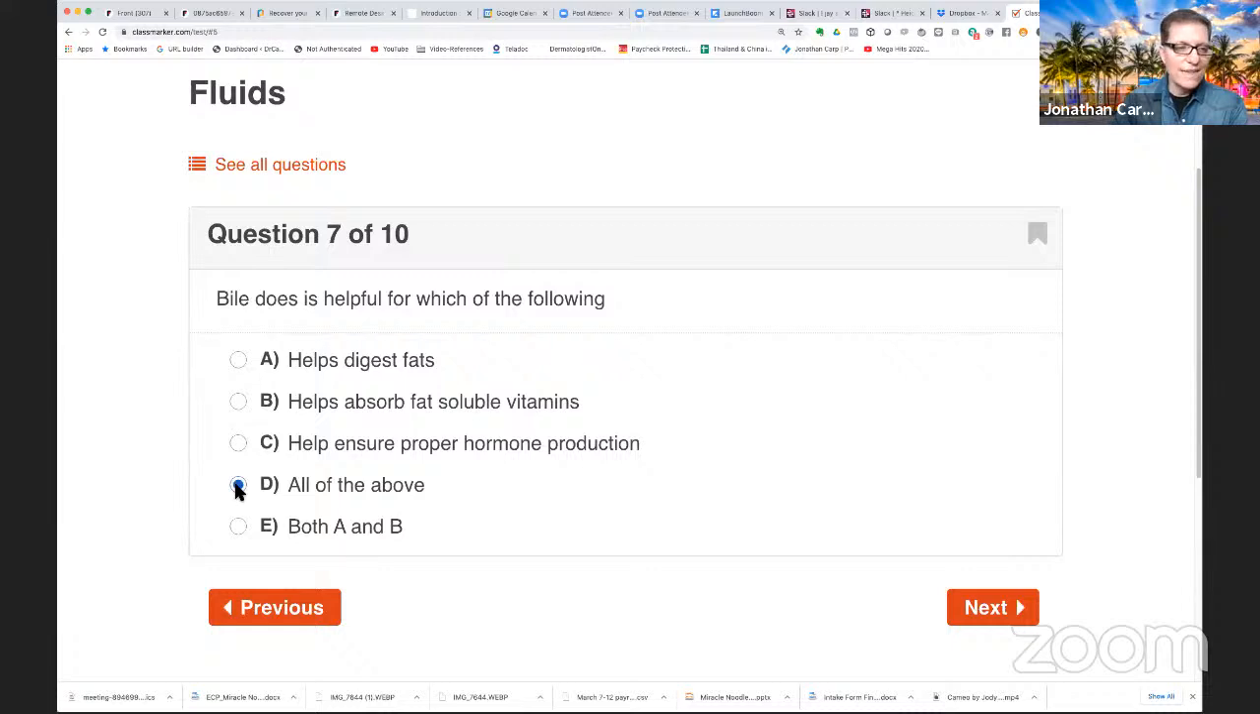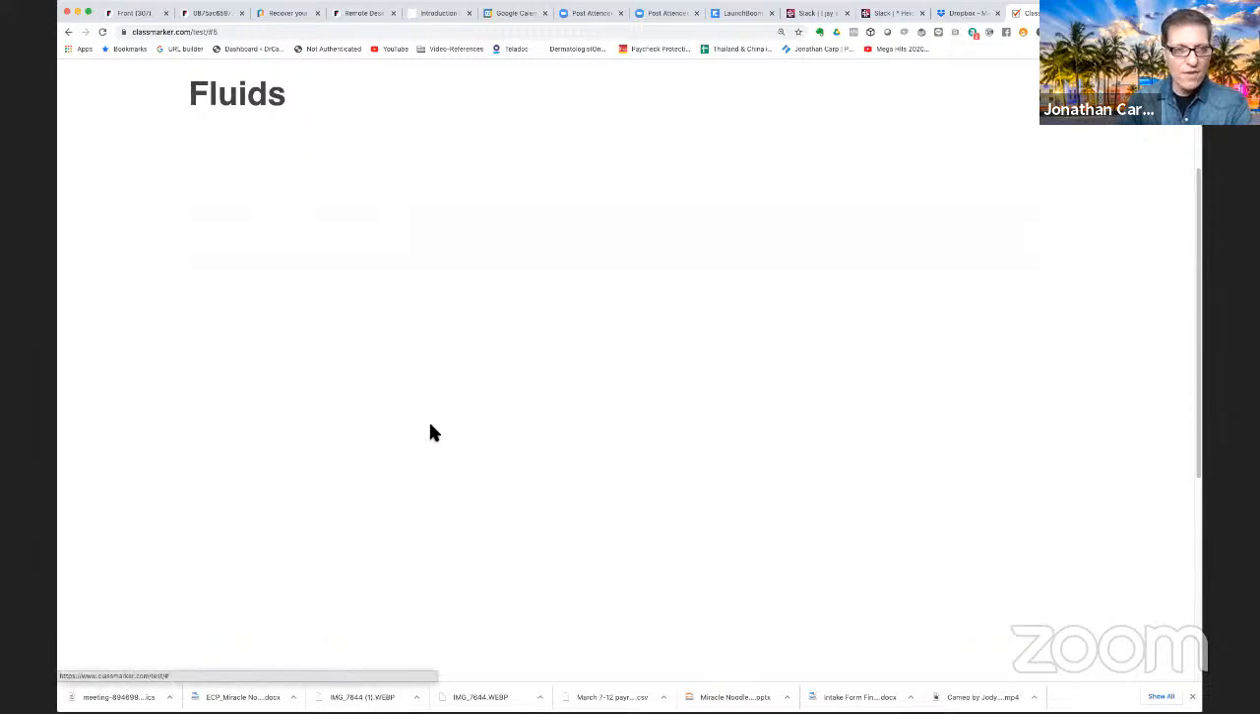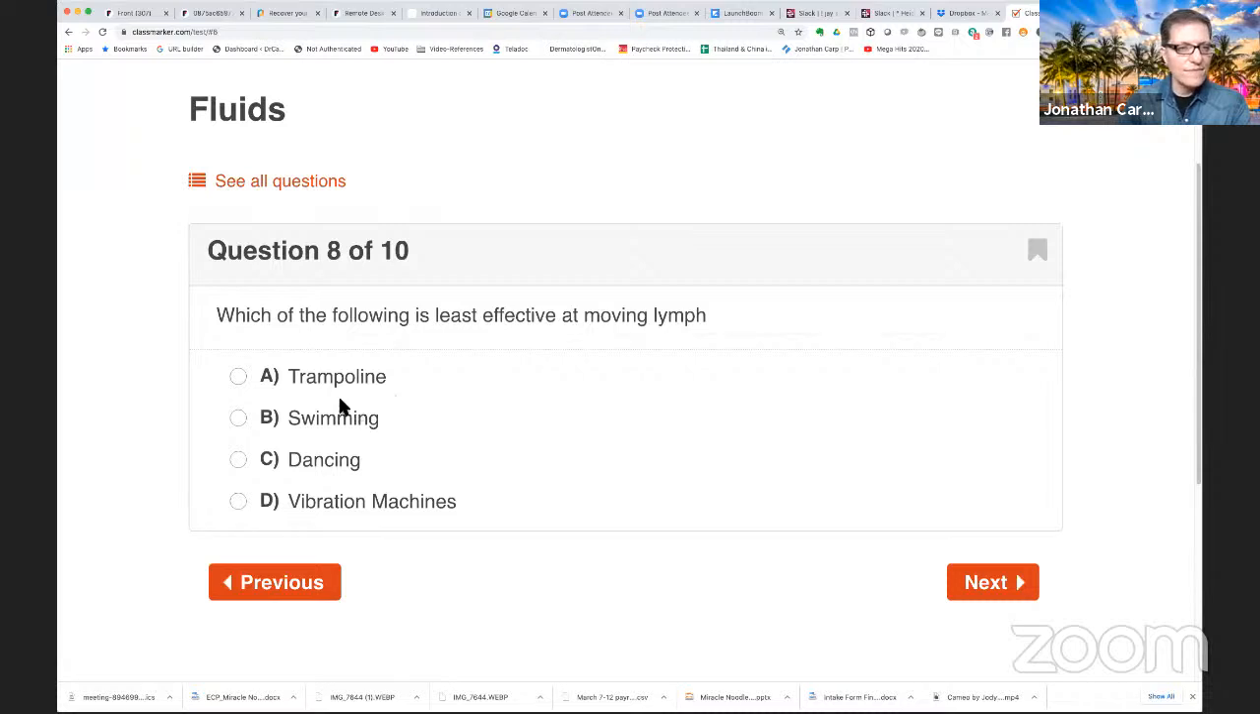Yep, that's right. It's D. Most people don't realize, but that C, ensuring proper hormone production, is one of those things that, again, you need proper fat digestion in order to ensure proper hormone production. And some people who have issues with bile and gallbladder can have various hormone issues, including thyroid. Okay, very good.